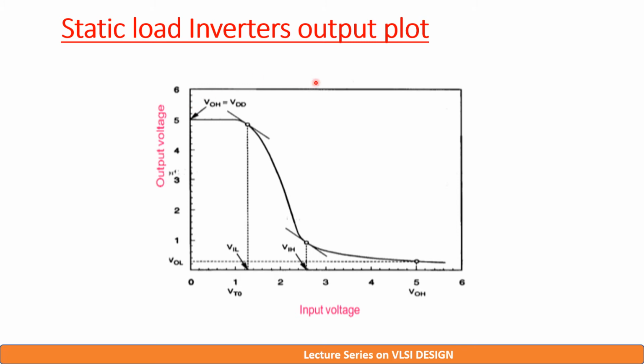So coming to characteristics of static load inverter, when the input is 0, we are able to achieve higher output logic level, that is VDD. But when the input is logic 1, both pull up and pull down sections are on. Hence, the output will be VOL. So there will be a finite gap between the output characteristics and the x-axis.